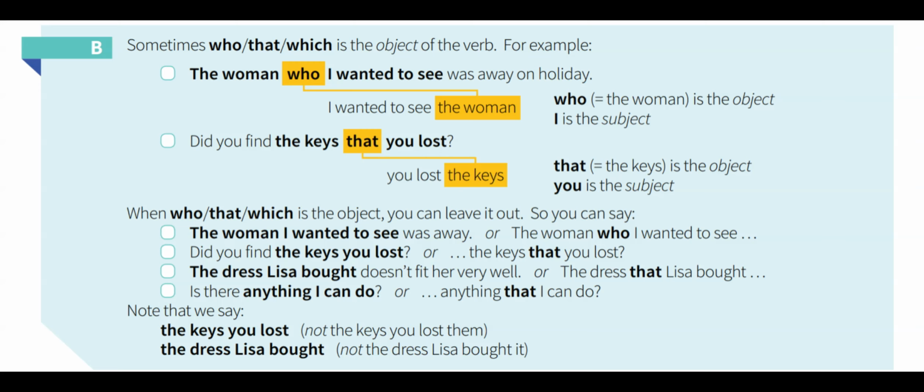So here, our woman is the doer. And what does she do? She lives next door to me. She's a doctor. So, if in our relative clause who, that, and which is the subject, we cannot leave them out. But if who, that, and which are objects, we can leave them out in a sentence. If they are a subject, we cannot leave them out.